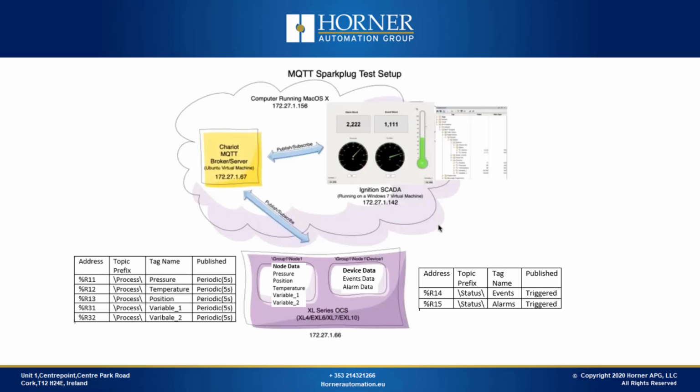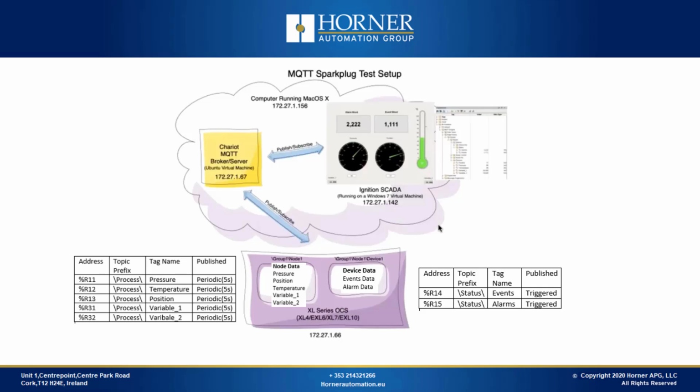Apologies if it's a bit of an eye strain. So I set up an XL4, as you can see at the bottom of my screen, with the IP address 172.27.166. It's set up as an MQTT node, but it has both node data and device data, because I simulated having another device connected to the OCS. You can see the node data being published on the left and the device data being published on the right.